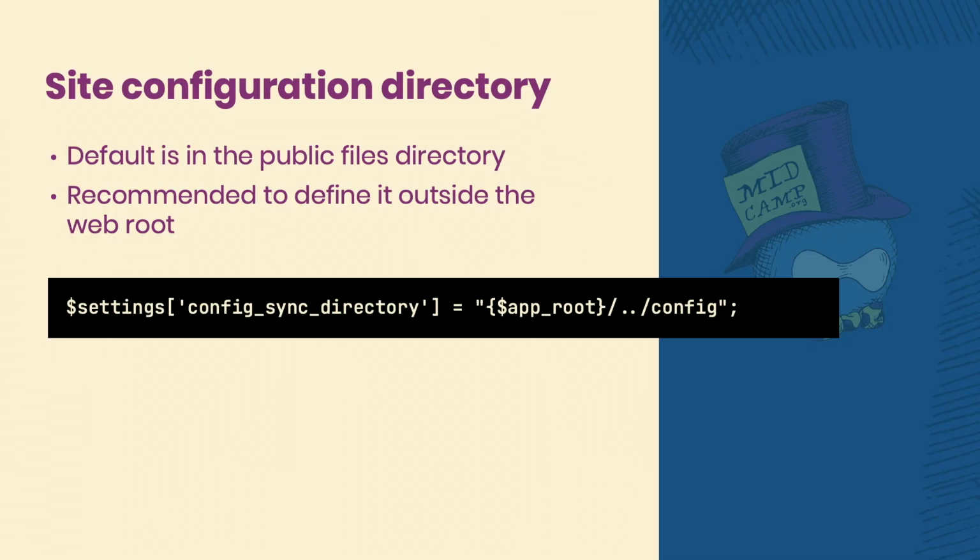We talked about the site configuration directory. By default, Drupal puts it in the public files directory, I think largely because that's the directory that it knows for sure it can write to, and it tries to sort of obscure it by adding a hash to the end of the file name. It's recommended that you move it outside of the web root, usually again to the top level of the project. So you can see, in this case, we've got the web root, we're going up one level, and then the config directory is where the configuration files are going to live.